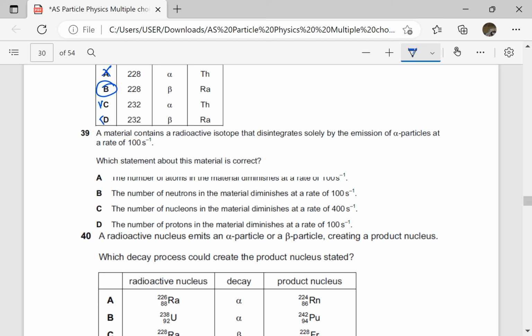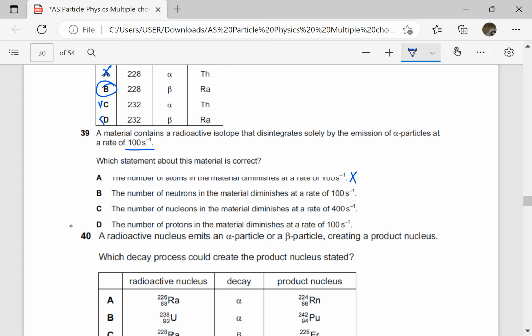A material contains a radioactive isotope that disintegrates solely by the emission of alpha particles at a rate of 100 per second. That is 100 alpha particles emitted per second. Which statement about this material is correct? The number of atoms in the material diminishes at a rate of 100 per second.